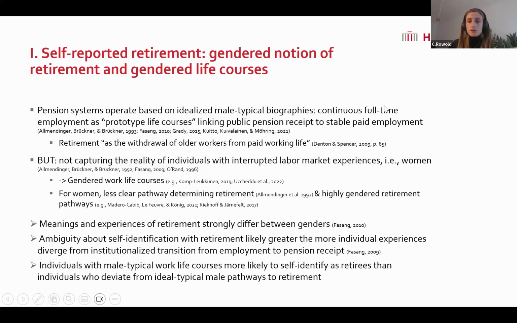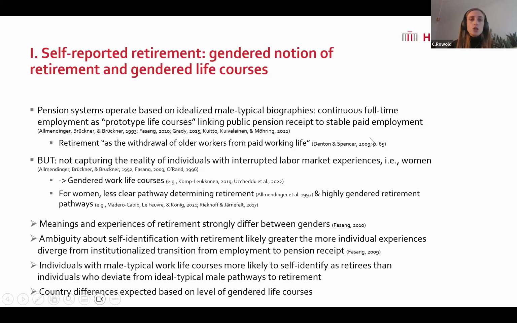Therefore, those individuals who have continuous full-time employment careers are much more likely to self-identify as retirees than other individuals, which might lead to this gender bias. And since we know that the level of gendered work-life courses differs across countries, there might also be really large country differences in this bias.